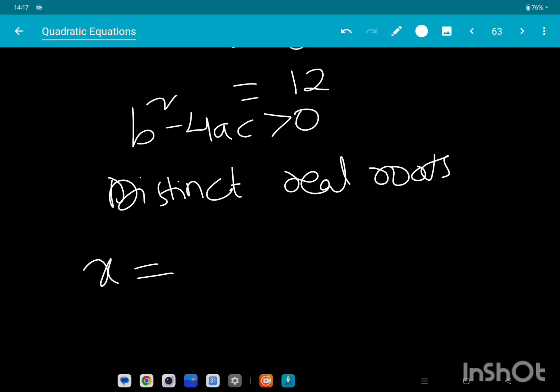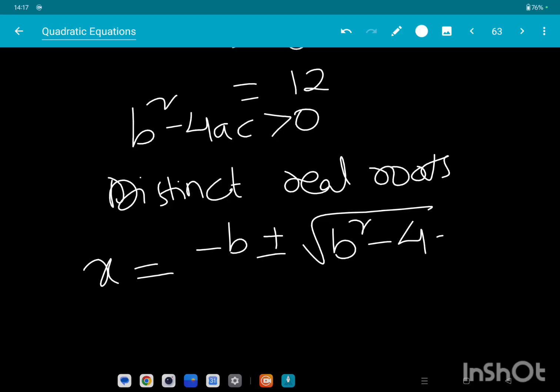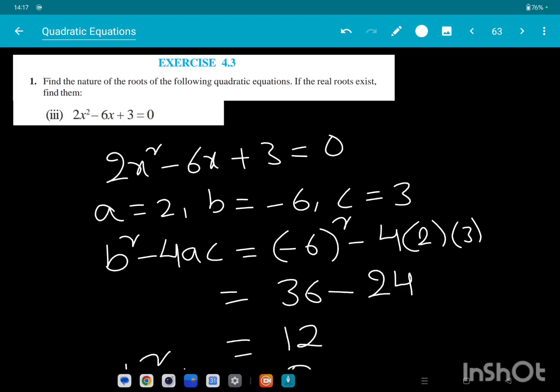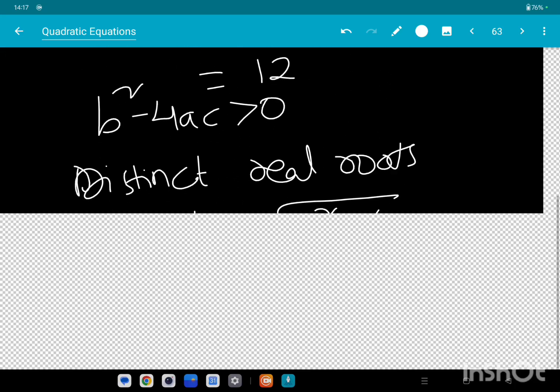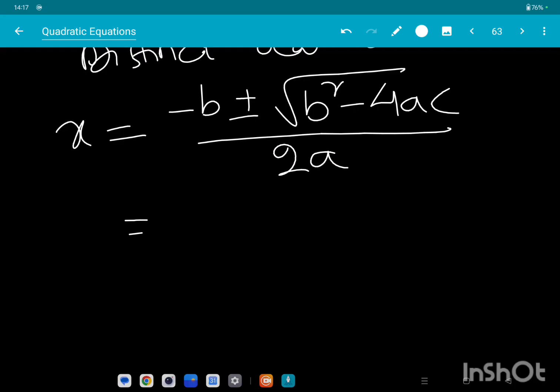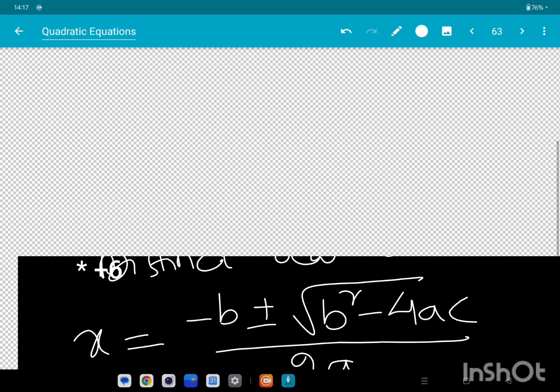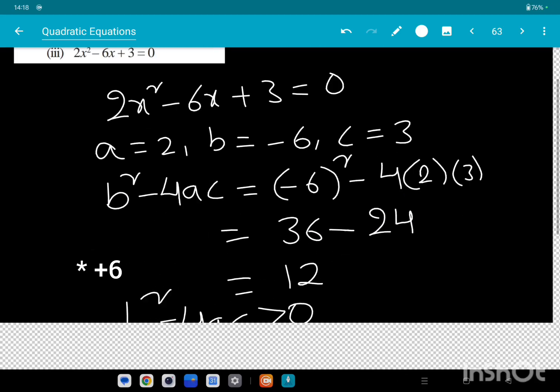Now we are going to find the real roots here. What is the formula to find the real roots? x is equal to minus b plus or minus root of b square minus 4ac by 2a. Right. What is the b value here? Here the b value is minus 6, so minus of minus 6 plus or minus root of, we already found the b square minus 4ac value, it is 12, divided by 2 into, what is the a value here? The a value is 2.